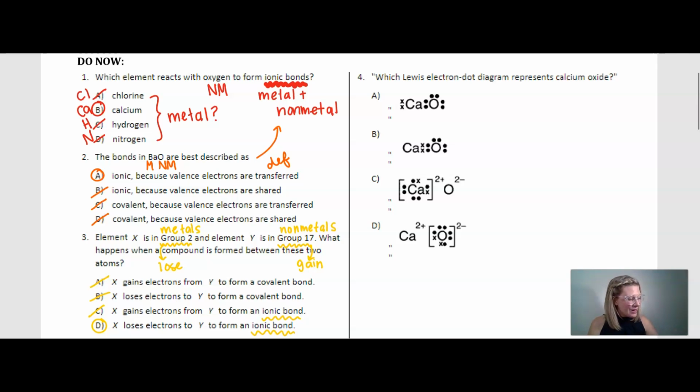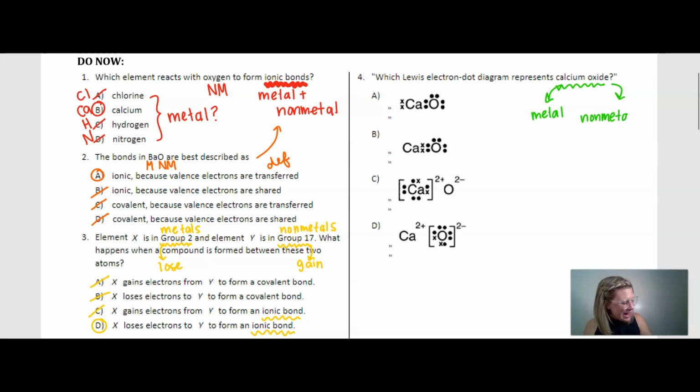For question number 4, it asks which Lewis electron dot diagram represents calcium oxide. Now again, we're going to talk about the naming portion today, but you can see that it's the bond between Ca and O, and we know Ca is a metal. We know O is a nonmetal.